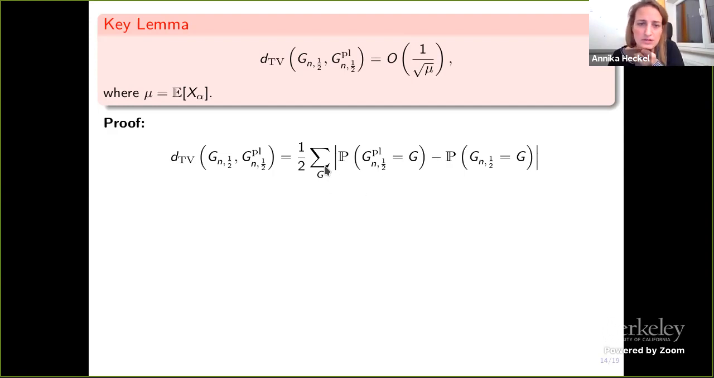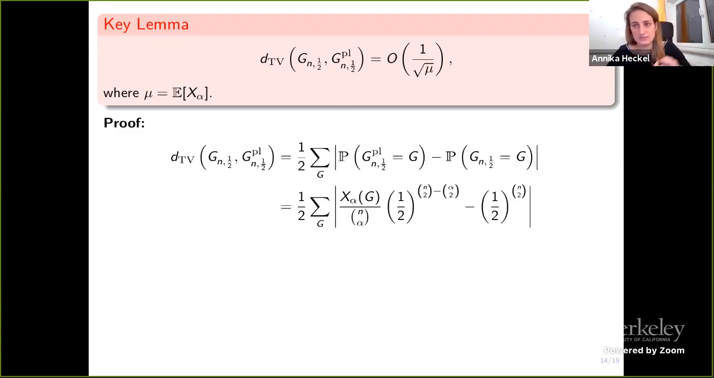So we sum over all graphs on n vertices, and we subtract the probability that the planted model comes out as exactly this specific graph on n vertices, and the probability that the normal G(n, 1/2) comes out as exactly one particular graph G. Now, we can write these probabilities. Let's start with this one, which hopefully we all know. The probability that G(n, 1/2) comes out as any specific graph is the same. It's the uniform distribution on all n-vertex graphs. So it's 1/2 to the n choose 2, the number of possible edges.